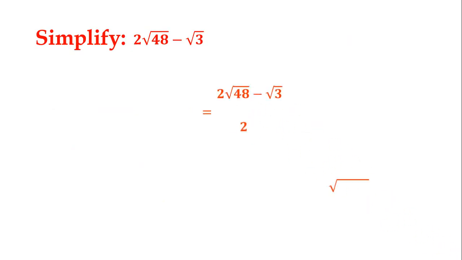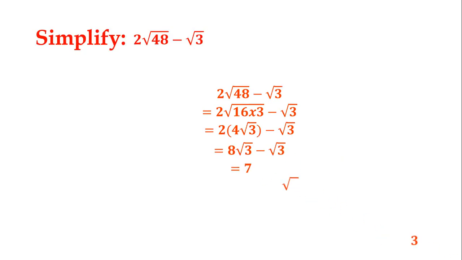2 root 48 minus root 3. How can I write 48? 48 can be written as 16 multiplied by 3, minus root 3. So here we can find the root of 16, which is 4, so 4 root 3 minus root 3. So 2 multiplied by 4 is 8 root 3 minus root 3. 8 root 3 minus root 3 is nothing but 7 root 3.